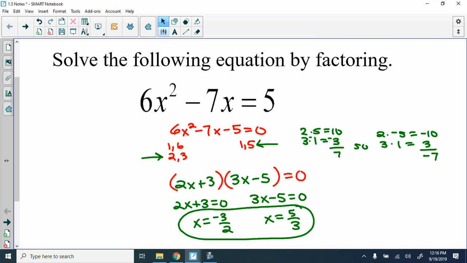Remember the problem that I asked you to solve? So solve means to find the solutions that would make the left side of 6x squared minus 7x equal the right side of 5. So there are two answers that would do that. So make sure you're finding those answers correctly.